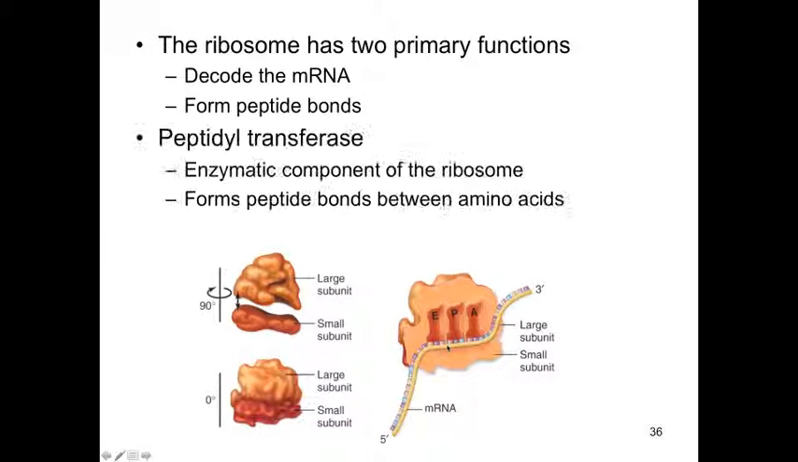The ribosome has two primary functions. First of all, to decode the messenger RNA, and then to form peptide bonds between each of the amino acids that are delivered to the ribosome. The enzyme responsible for forming the peptide bonds is called peptidyl transferase, and that's because it transfers the peptide chain from one site to the next site. It's the enzymatic component of the ribosome.